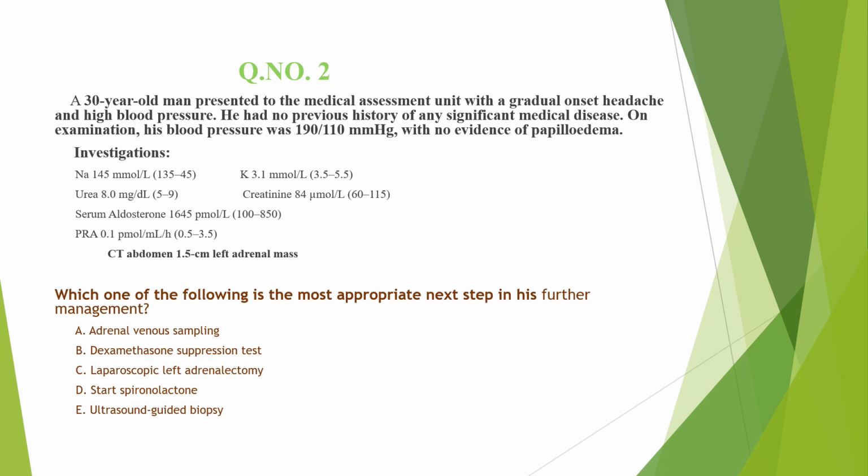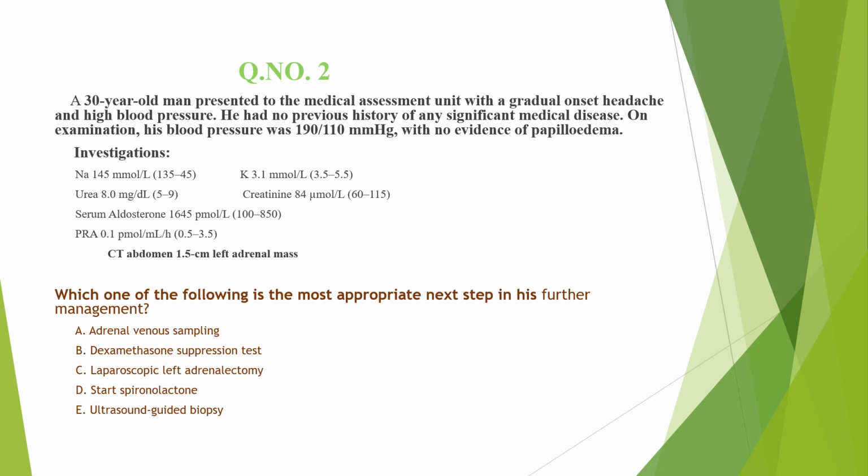Question number 2. A 30 years old man with all the features of primary hyperaldosteronism clinically as well as biochemically. Suppressed plasma renin activity, very high serum aldosterone levels, and CT abdomen showing a left adrenal mass which is more than 1 centimeter. So look at the age of the patient, 30 years, typical features of hyperaldosteronism with hypokalemia, and CT showing a mass of more than 1 centimeter in the left adrenal gland. Which one of the following will be the most appropriate next step in his further management?